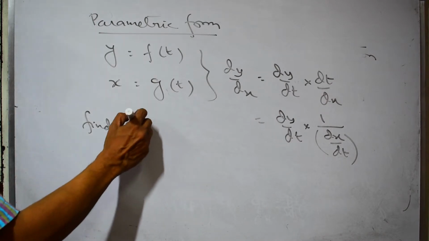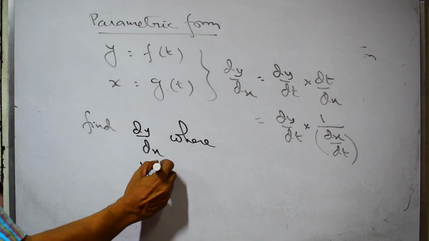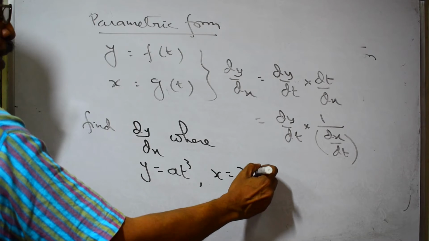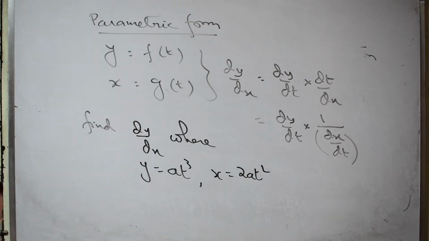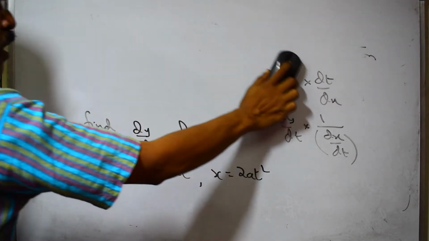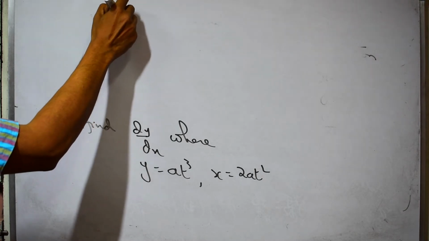Find dy/dx where y is equal to a t cube and x is equal to 2a t square. So this is the question. Now what will be our method? We will solve it in this manner, because x and y are parametrically given. Parametrically means both y and x are depending on t, but t is a different variable from y and x. So what we'll do, we'll first find dy/dt.